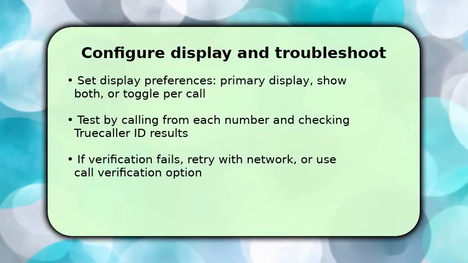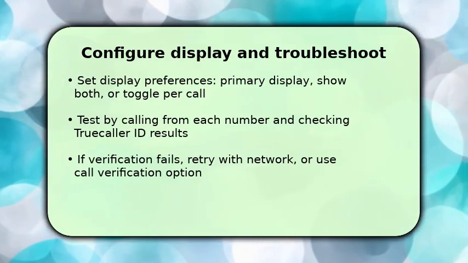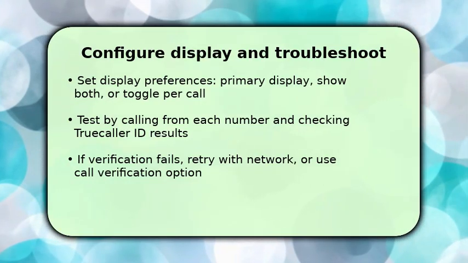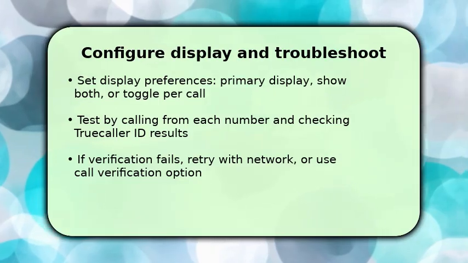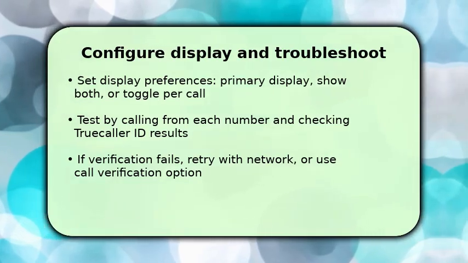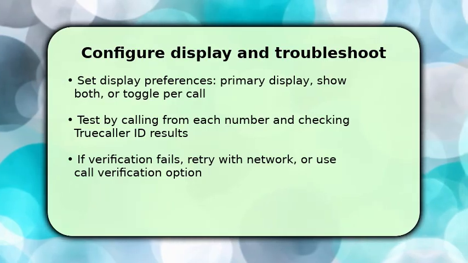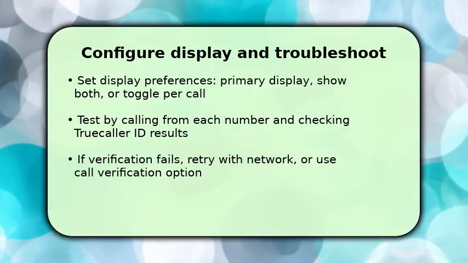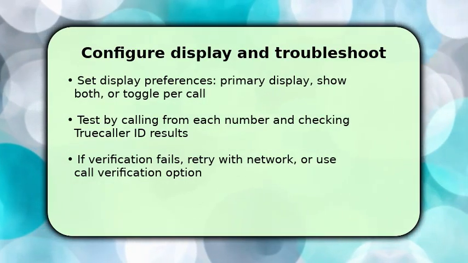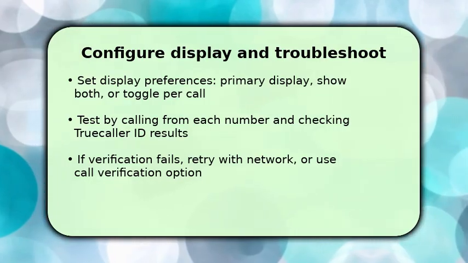Finally, you configure how each number appears and test the setup to ensure smooth operation. In Settings, choose whether the primary number displays by default, whether Truecaller shows both numbers, or if you want a toggle per call. Then place test calls from each number to confirm correct identification.